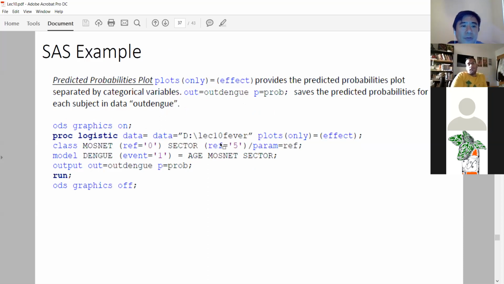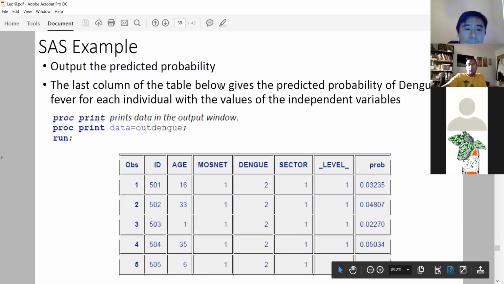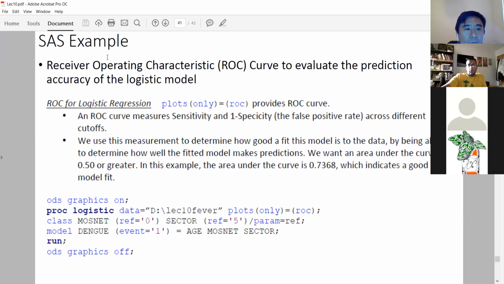So the last topic is the evaluation of the predictive accuracy using the ROC curve. The ROC curve can be generated only after you fit the model, and it actually uses the predicted probability. If you remember, that's the P, or the expectation of your Y, to create the ROC curve.